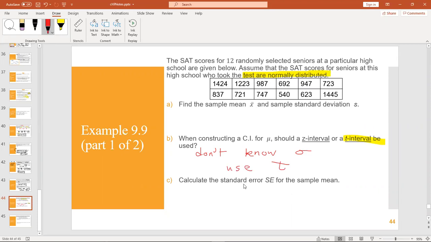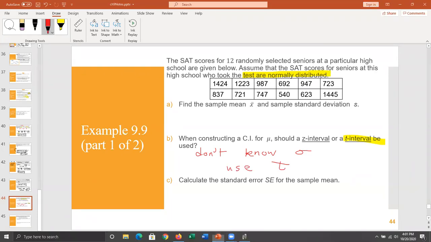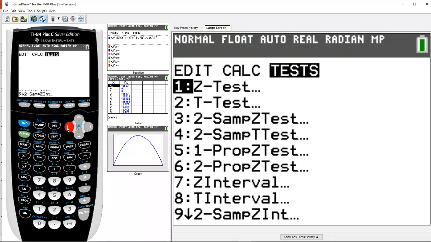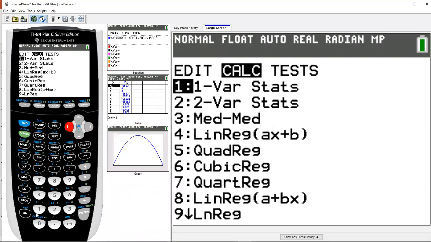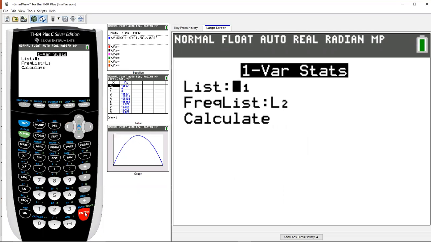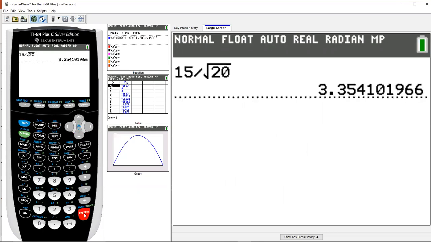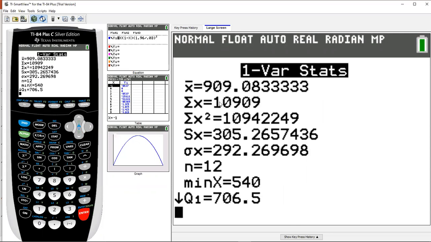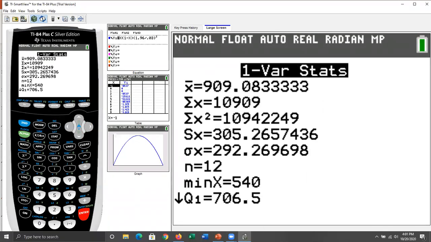And I guess we can use one variable stats with this. Let's just go ahead and do it that way. So we're going to do stat calc, pick the 1 var stats. List 1 is where I put the data. If there's something in the frequency list, delete it, because we are not doing a frequency distribution. We're only doing one list of data. If the frequency list is filled in, it's going to mess you up something fierce. So we calculate this. So X bar is 909.08.